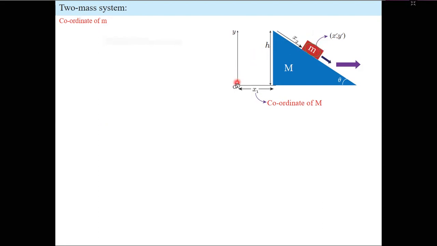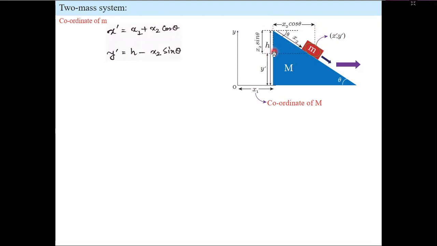So x prime is basically the distance from the origin to here, which is x1 plus this distance. And what is this distance? This is x2 cos theta. Now you look at y prime. y prime is simple. This is h, the total height, minus this distance, which is x2 sin theta.